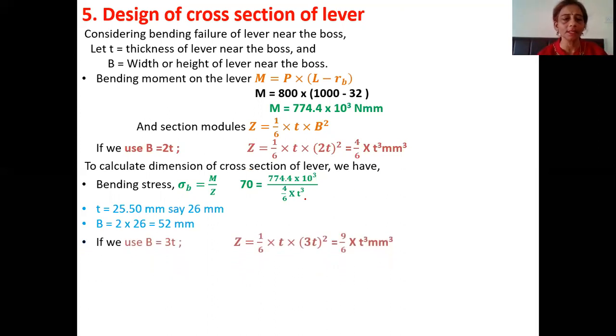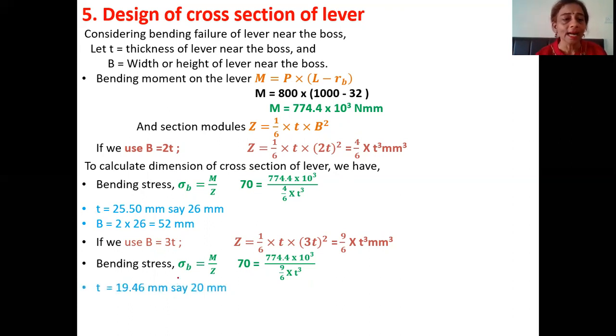Now for even roll numbers, B is equal to 3T. So when we substitute B is equal to 3T, the equation of Z turns into 3 square is 9, T square into T is T cube, and 9 by 6 T cube is the final Z for even roll numbers. And once we substitute the value of this Z, bending moment and bending stress, the only unknown is the thickness of lever. Because here the breadth and thickness relationship is breadth is 3 times thickness, comparatively here we will get thickness lesser than for B is equal to 2T, which you can see, friends, that T is 19.46, say 20 mm, and breadth is 3 times T, so it will be 60 millimeter.